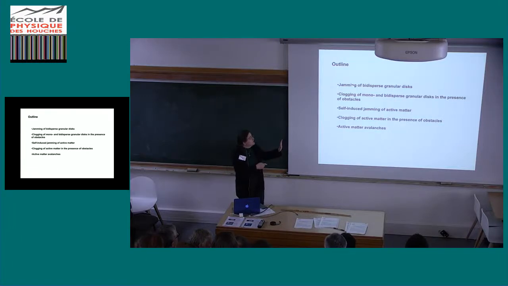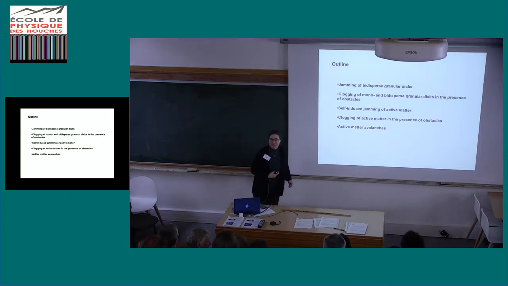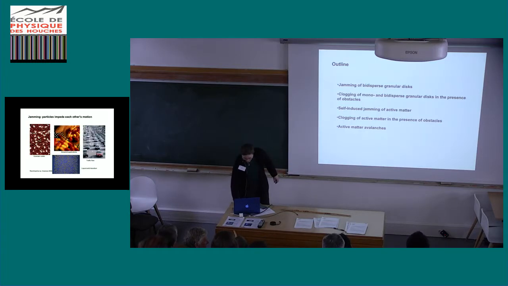All right, so a very brief outline. I'm going to first show you the distinction between jamming and clogging in a granular system. Then I'm going to define for you what active matter is, and a bit why it's interesting, and show you how you can also get jamming and clogging in active matter. And then at the end, I'll show you, as far as we know, the first measurement of active matter avalanches.